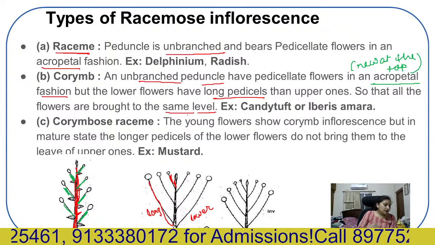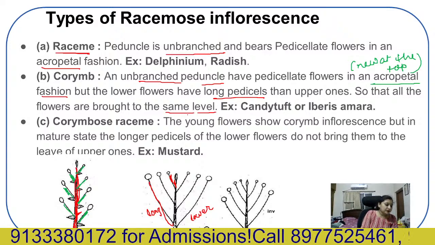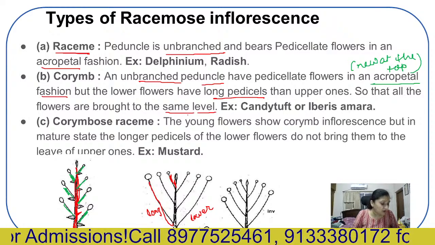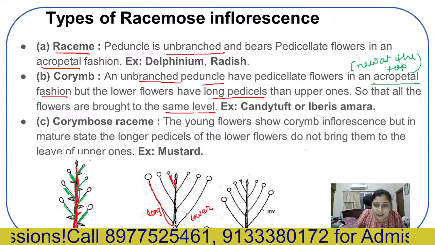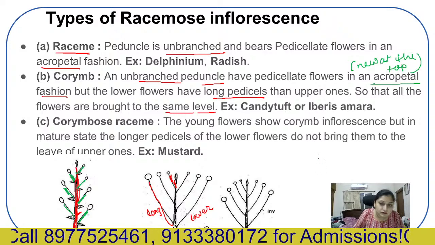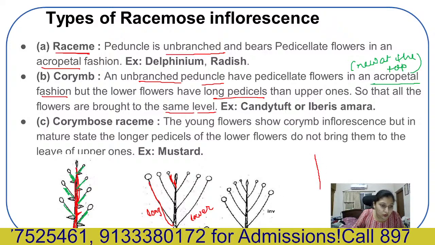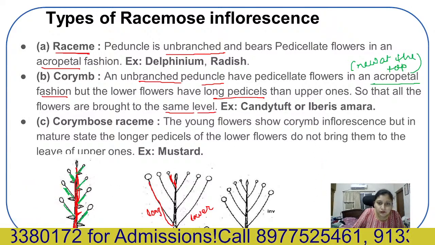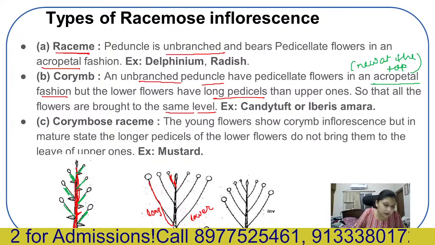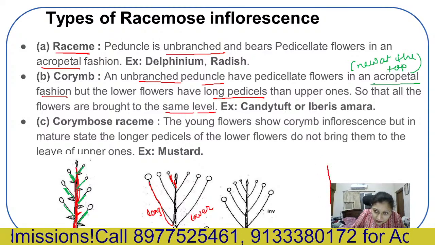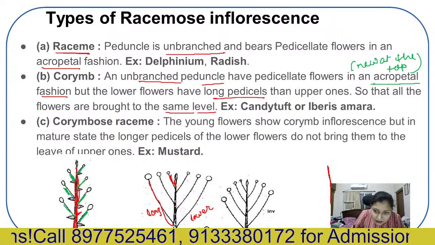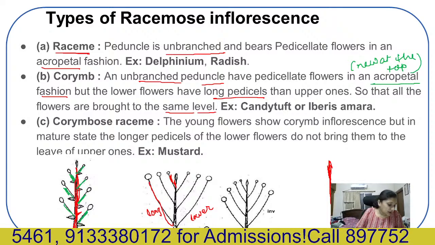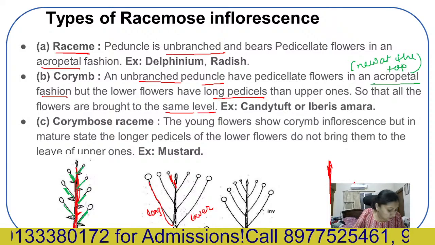See, raceme also has one type, that is known as panicle. It is also known as compound raceme. I'm drawing it here. Compound raceme, that means this is the peduncle, the main axis. I'm making it dark. Main axis, peduncle.